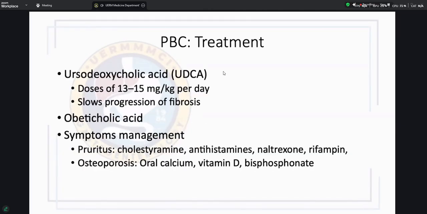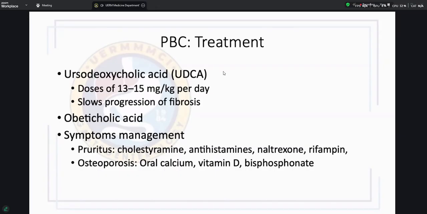The first line and standard of treatment is ursodeoxycholic acid. This is a readily available drug, sometimes used as a hepatic protectant or for gallstone dissolution. So, ursodeoxycholic acid, or UDCA, improves bile flow, reduces cholestatic injury and inflammation, and slows down the progression of fibrosis, but it cannot reverse or cure the disease. So this should be started early, because if there's cirrhosis already, the improvement with ursodeoxycholic acid is very low.